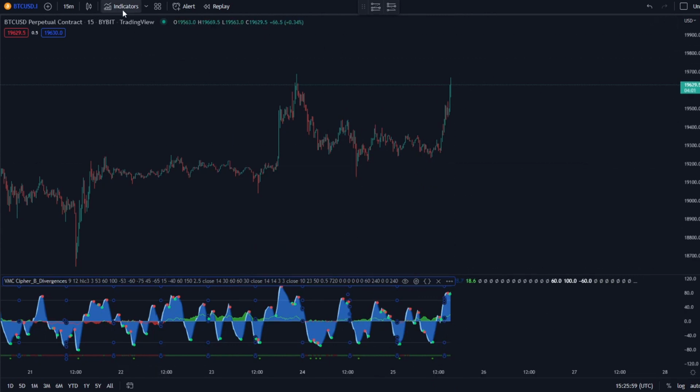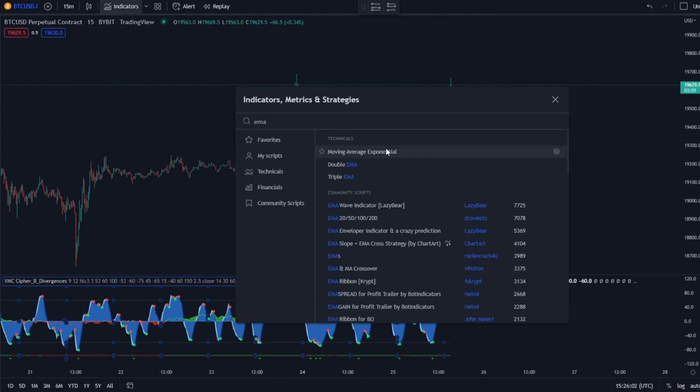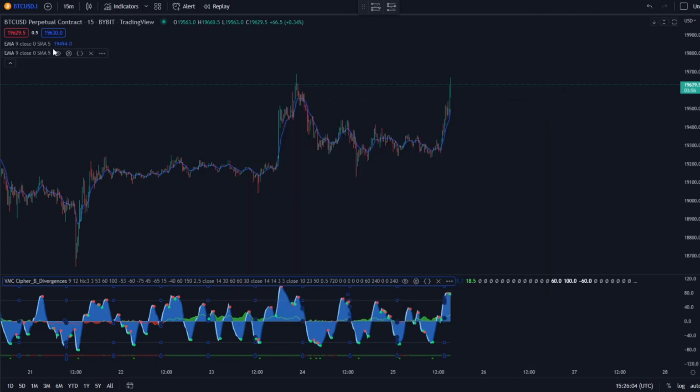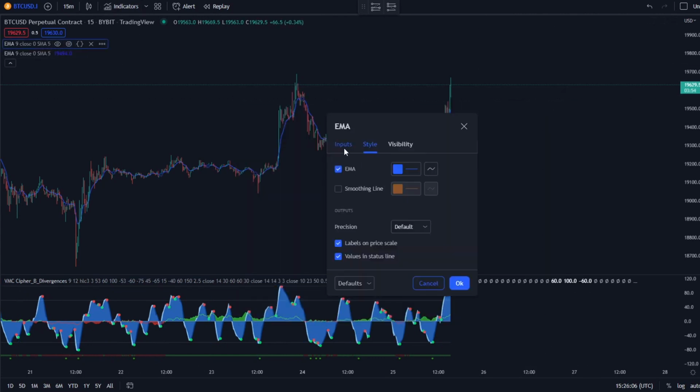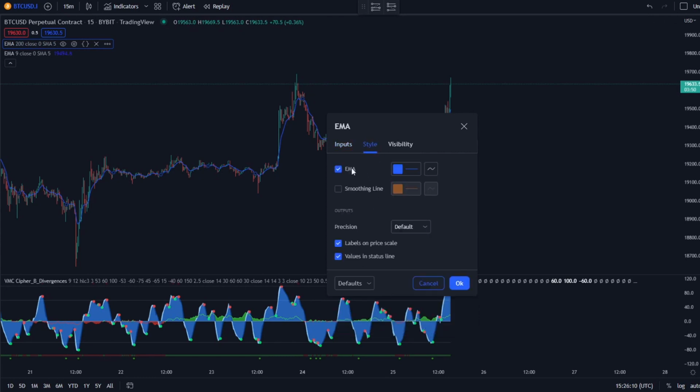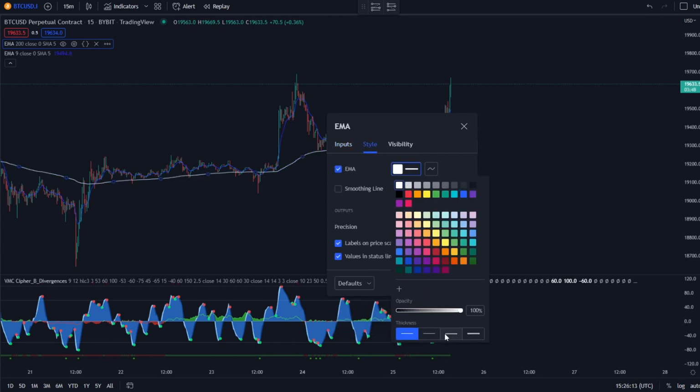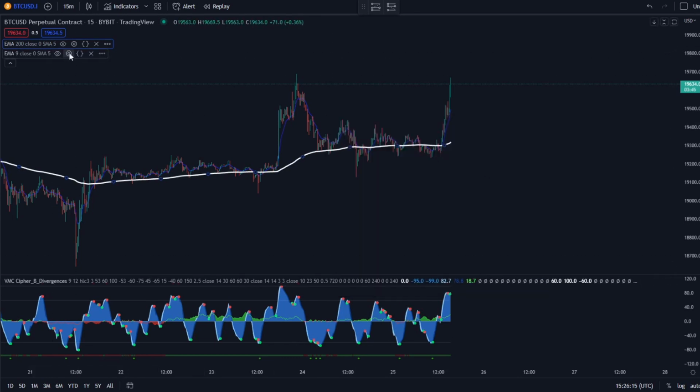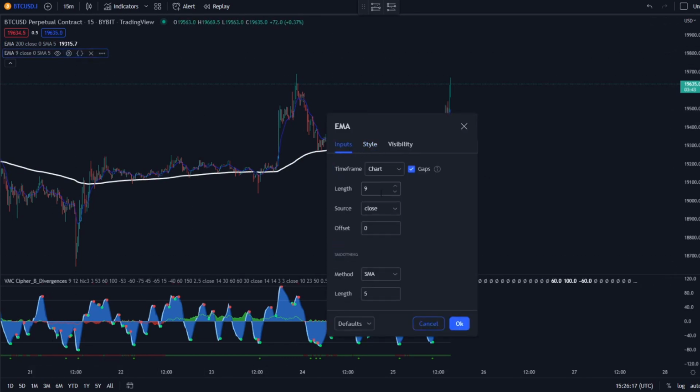The next step is to add two EMA lines. One is going to be a 200 moving average. And the next one is going to be a 50 moving average.